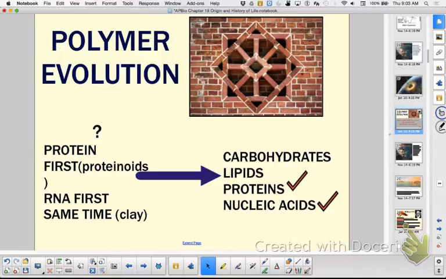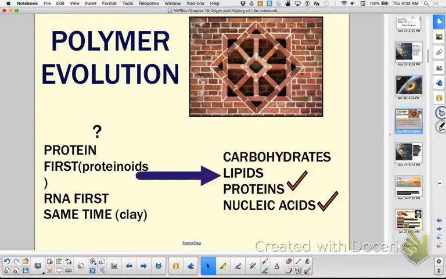So there are a couple of different ideas. There's the protein first hypothesis. There's that the RNA came first or they came at the same time. But of the two, proteins and nucleic acids, you're going to need right away, okay? Because that is our code book for life.